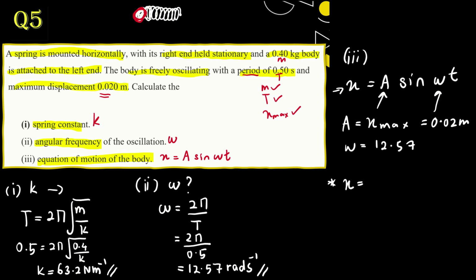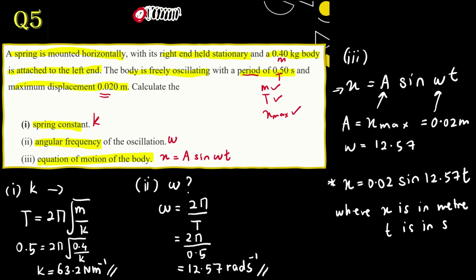So now we can write down our equation of motion. This is x is equal to 0.02 sine 12.57 t. So that is your equation of motion of the body. And please write down where x is in meter and t is in seconds. So that's how we solve this kind of question.